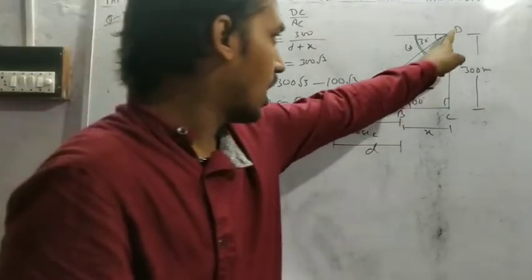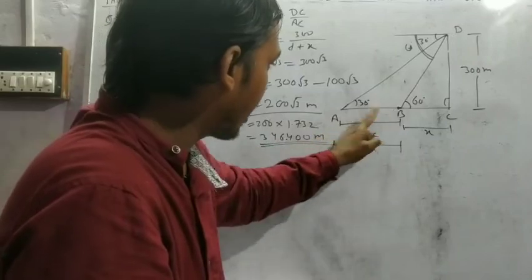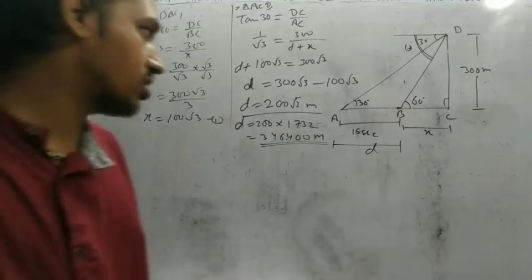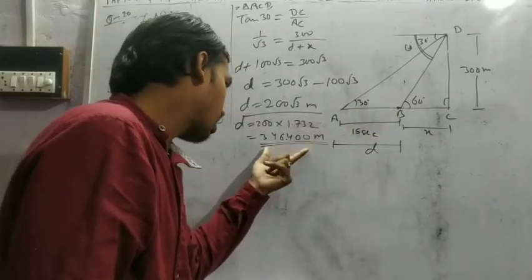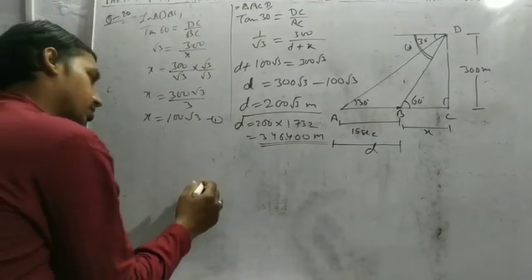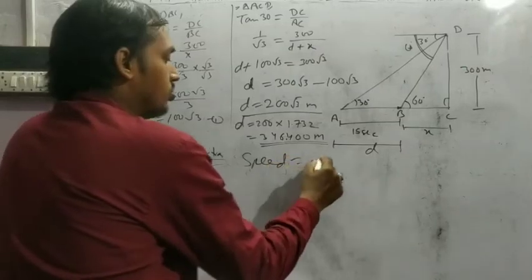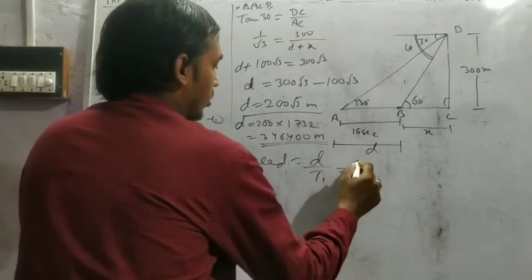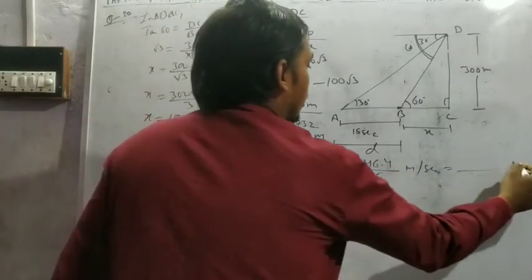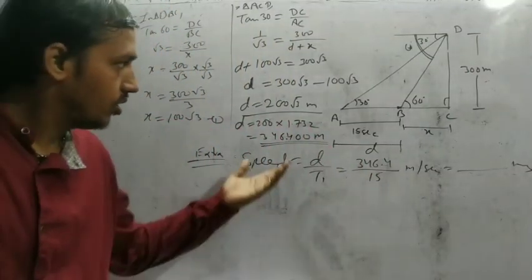Means from the tower, a man sees the car at an angle of depression of 30 degrees. After 15 seconds, the angle changes to 60 degrees from a height of 300 meter. So find the distance traveled by the car in 15 seconds. That is 346.4 meter. Then find the speed. Suppose that is extra. Speed equals distance upon time, 346.4 upon 15 meter per second. That's what you want. If you change the units, you can change it. Okay. Pause the video. Note down.